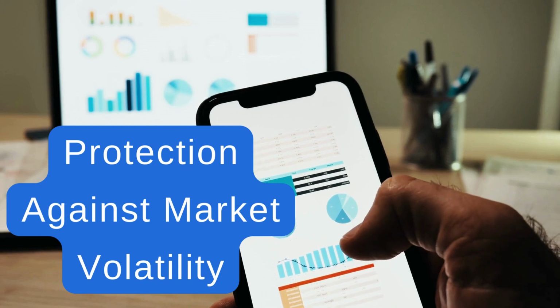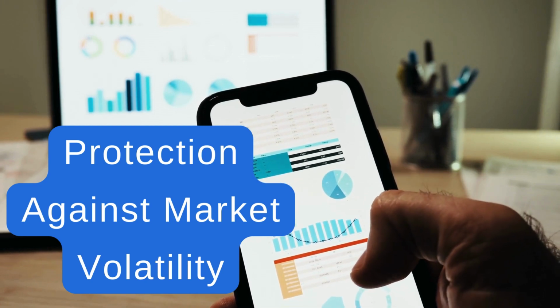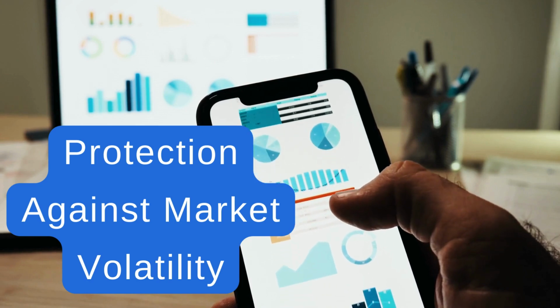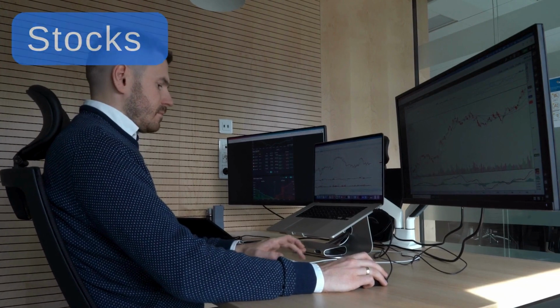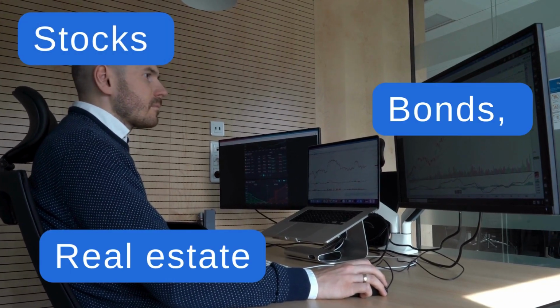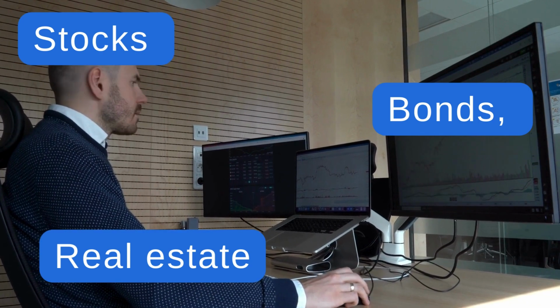2. Protection against market volatility. Diversification helps protect your portfolio against market volatility and unexpected events. Different asset classes such as stocks, bonds, real estate, and commodities tend to perform differently under various market conditions.